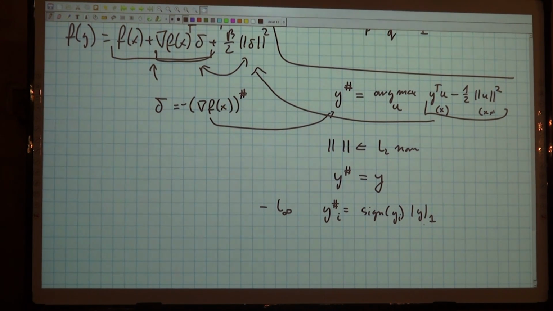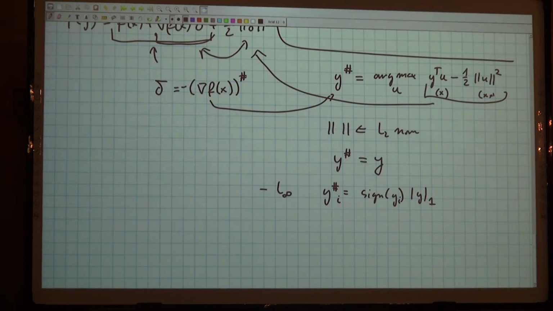So this is no longer just the gradient itself. It will be the sign of the coordinates of the gradient times the L1 norm of the gradient, and that's the best direction to use here. And you can do exercises for different norms, to see what to do here.